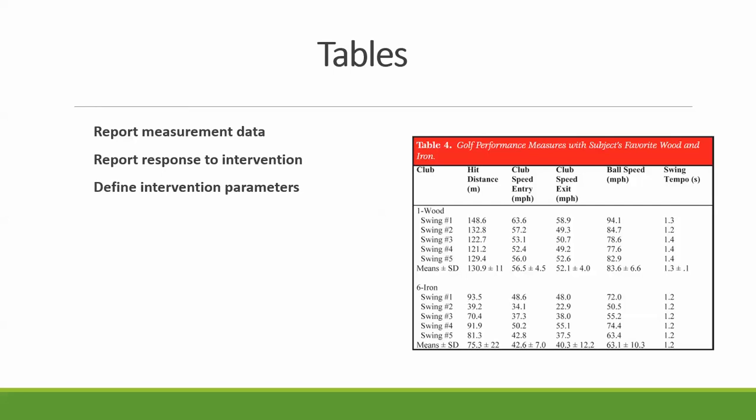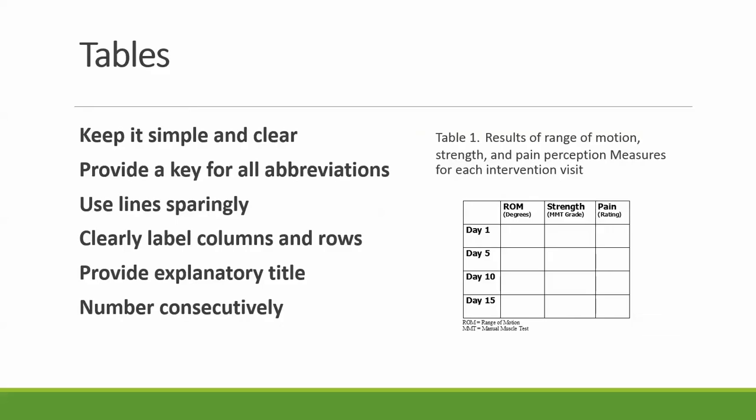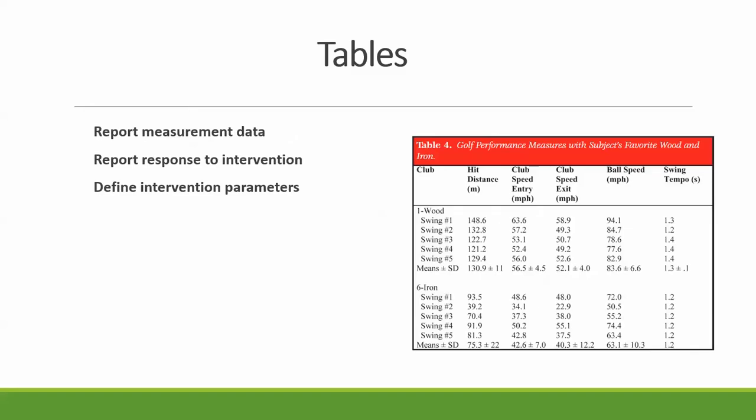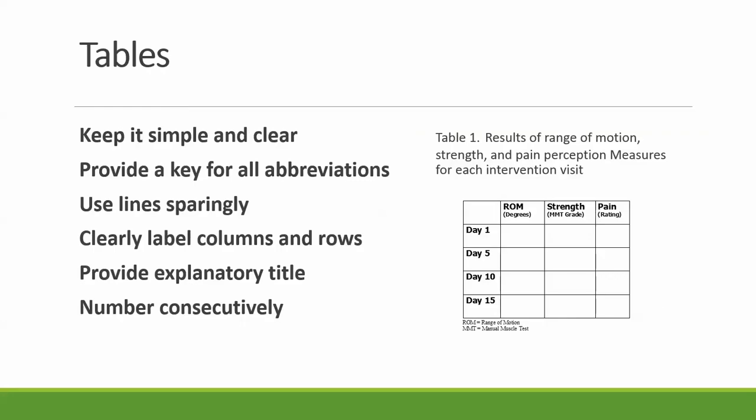Tables, very important. They report measurement data, they report the response to intervention, and they define intervention parameters. Here's a table from one of my case reports looking at golf performance in an individual who was 11 months post-rotator cuff repair. For tables, keep it simple and clear. Provide a key for all abbreviations. You can see that listed here in this particular table. Use lines sparingly. I think journals prefer to see something like this as a table versus something like this. Clearly label columns and rows, provide an explanatory title, and number consecutively.